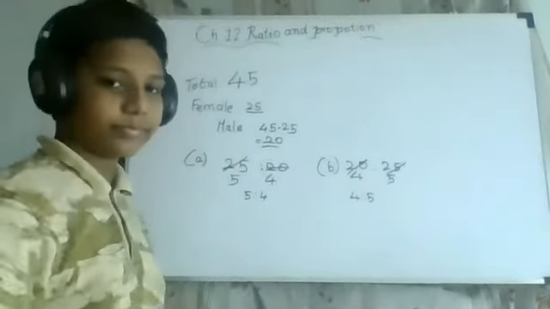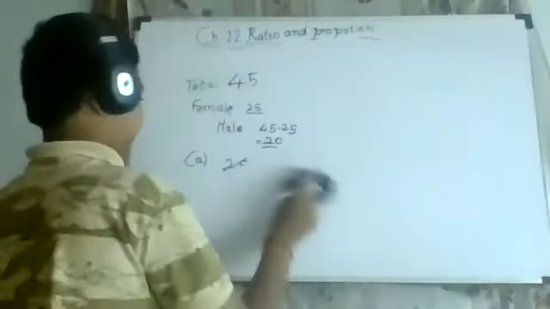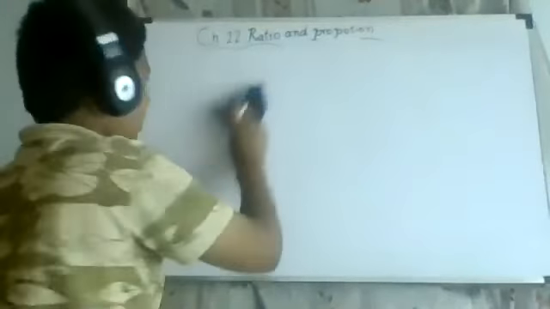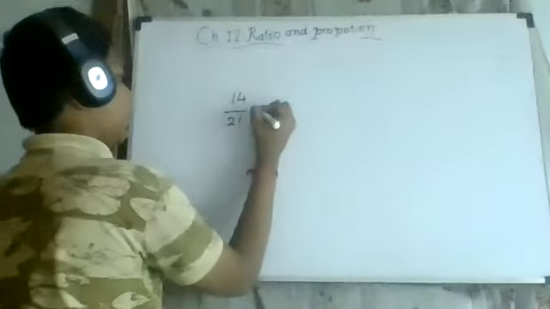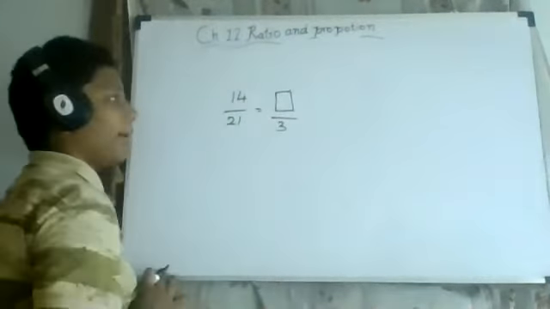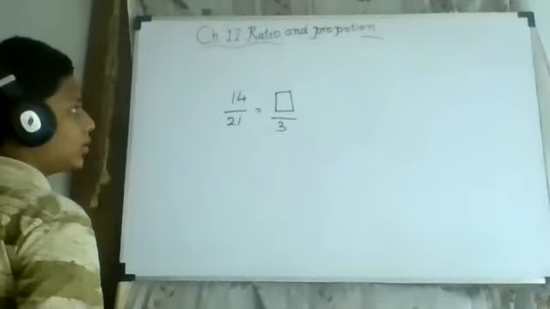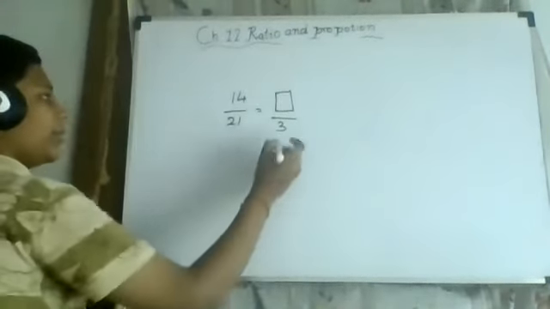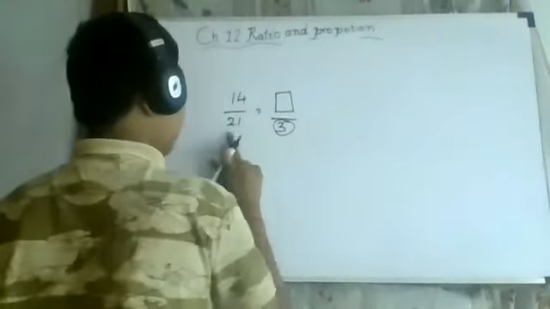Now, the most important type of question, but it will be a bit easy. But we have to use our mind. See, 14 by 21 equal to, they have given some numbers here. So first, what we have to do? We will be making this denominator into this.